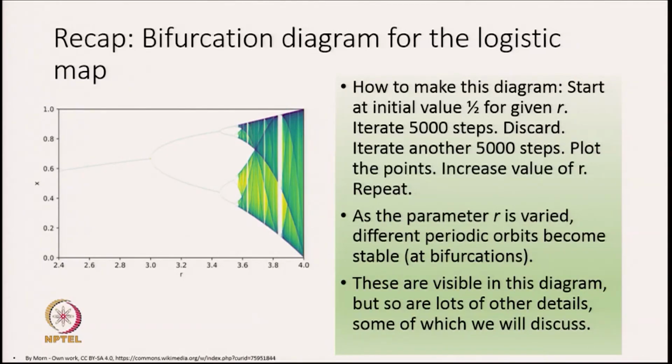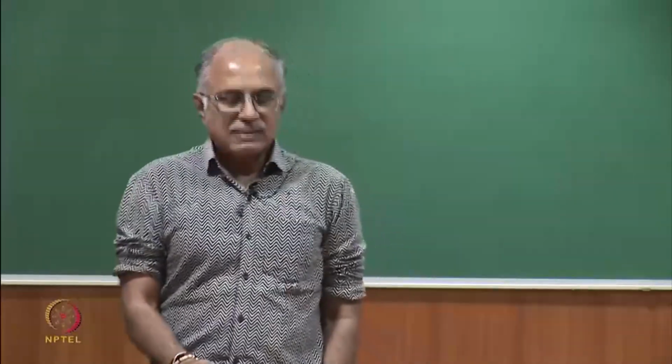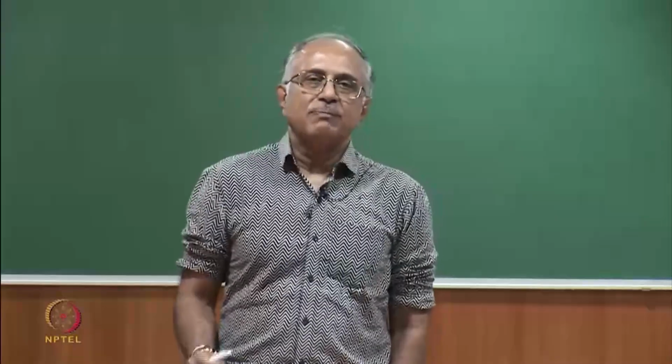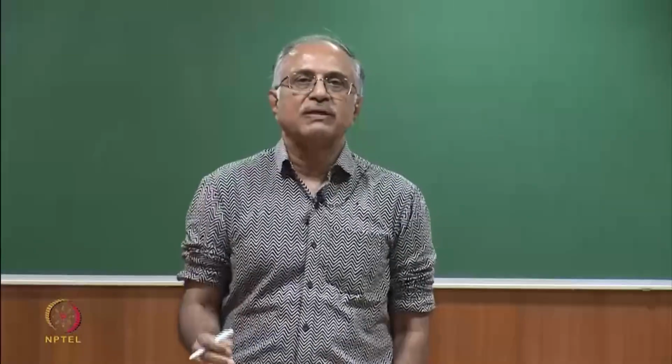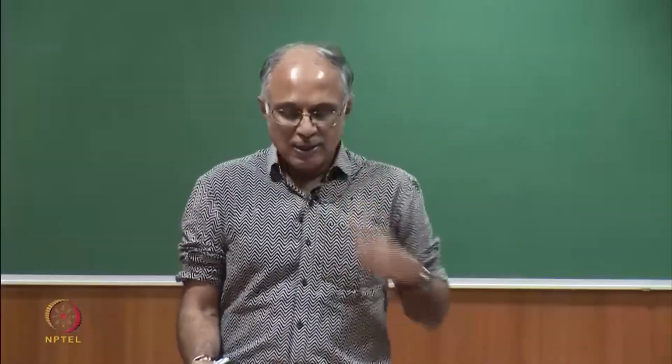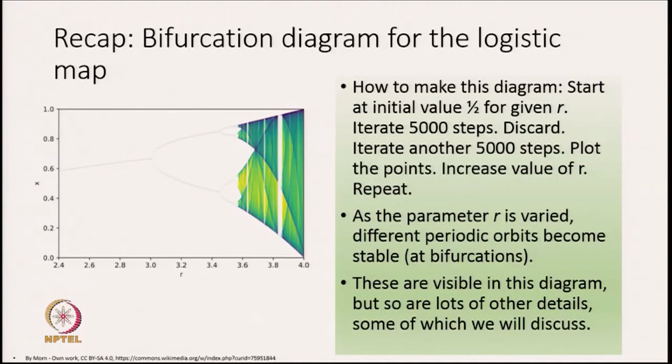How does one make a diagram like this? We have seen Singer's theorem, which says that if there is a stable periodic orbit, the point half is going to be attracted to this particular periodic orbit. It is very important when doing these kinds of studies to look at the asymptotic behavior, and so it is necessary to discard transients. The practical way for those of you who would like to generate such a picture is to do the following.